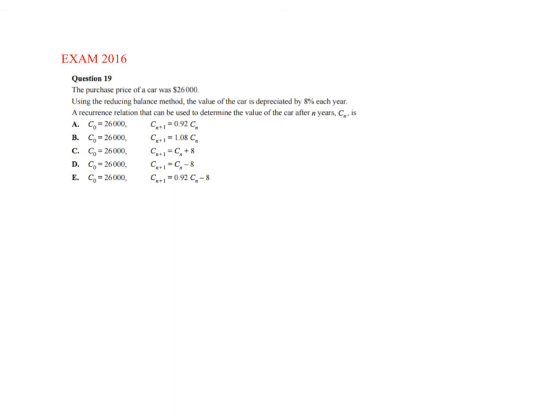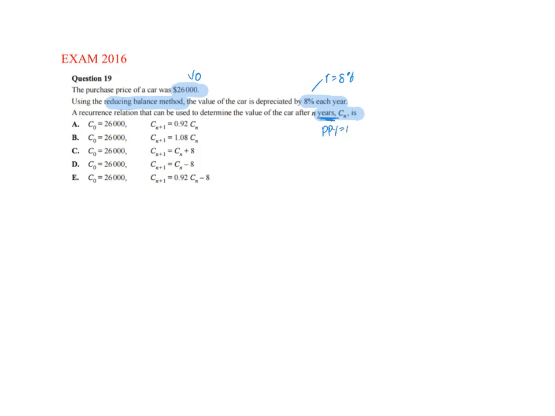So the purchase price of a car was 26,000. So if we're trotting along here, we know that's V0. Using the reducing balance method, so we know that's the formulas we'll be using. The car depreciates at 8% each year, so you just got told little r is 8%. And now they're asking the recurrence relation that can be used to determine the value of this car after n years. So they've just told you that to make sure you know you're doing a yearly formula. So really that's clearing up that PPY is 1.